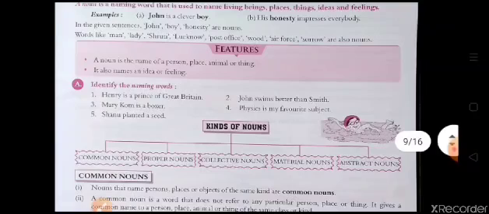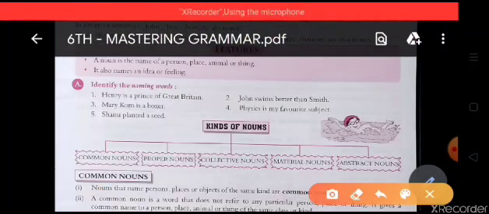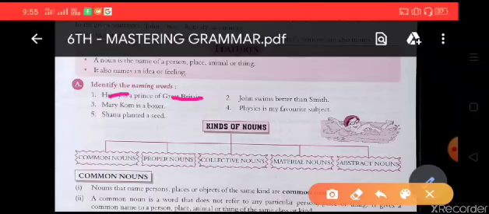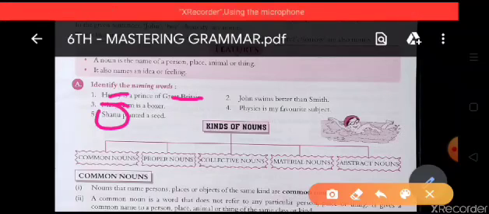Here in this exercise, we can see: identify the naming words. The naming words, as you all know, are called nouns. Now let's identify the naming words. Henry is a prince of Great Britain. So Henry and Great Britain are naming words. Mary Kom is a boxer. Now Shanu planted a seed. So Shanu is the naming word here.